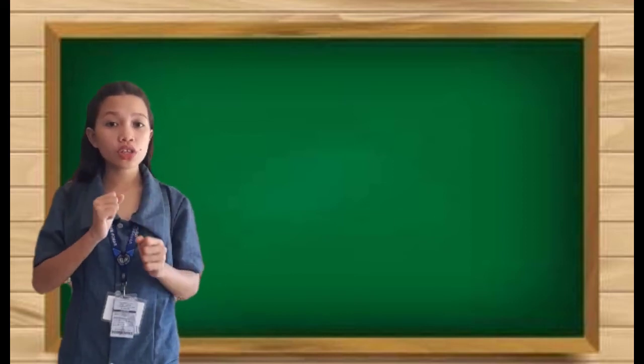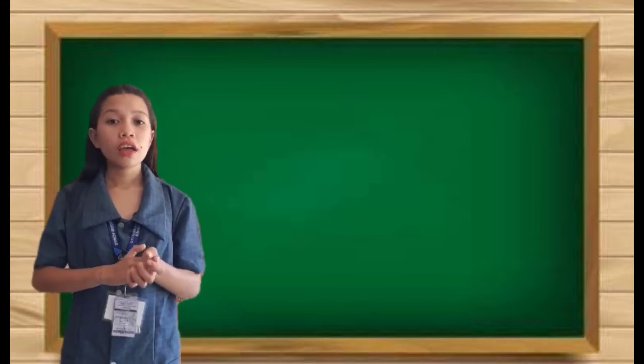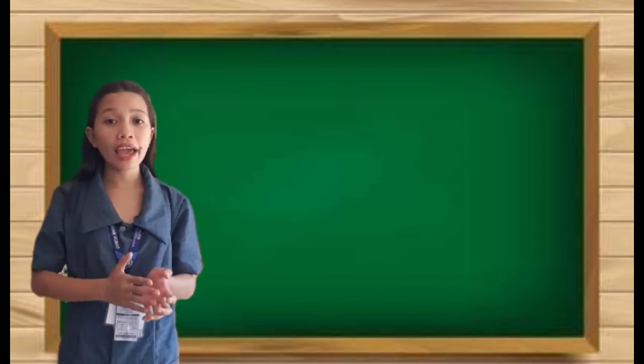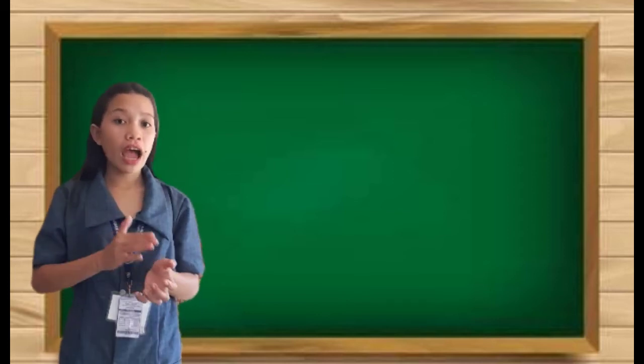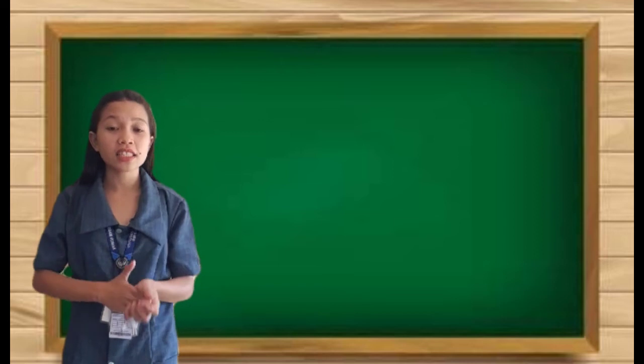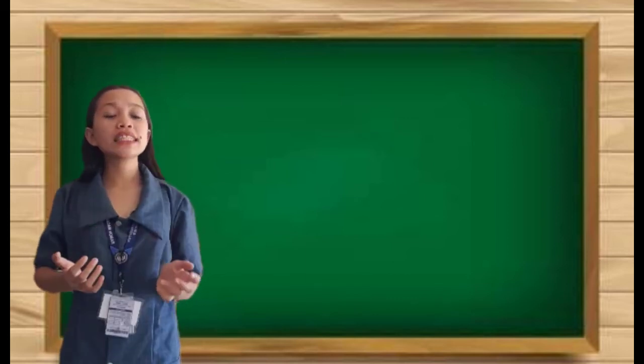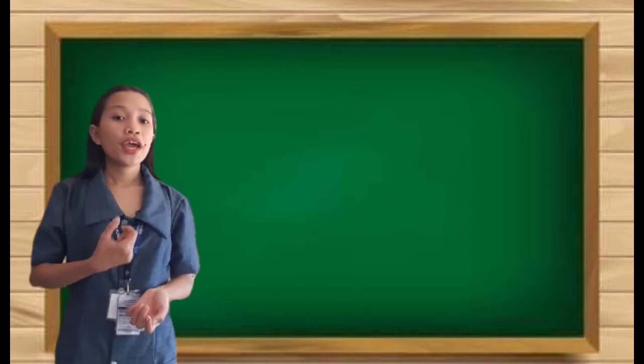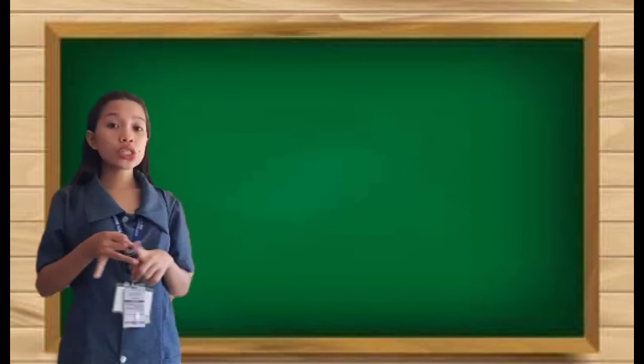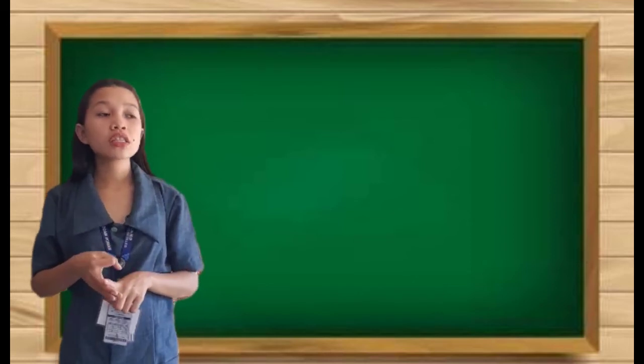Okay? You are going to draw a solar system and create a song and jingle using the acronym of the 8 planets, and present in front. Okay? So, ilabas na ang inyong mga materials. Yung illustration board, scissors, crayons, pencil, pen, and glue.